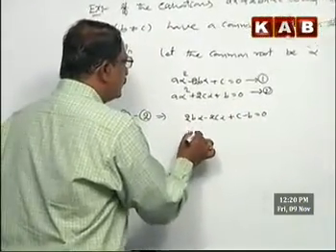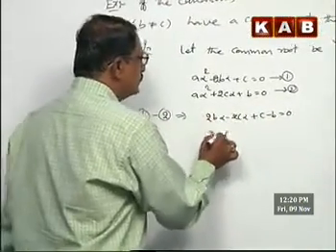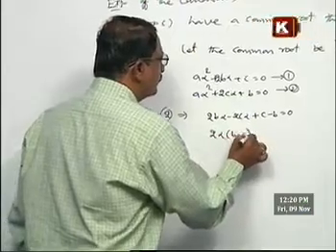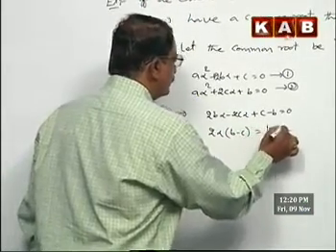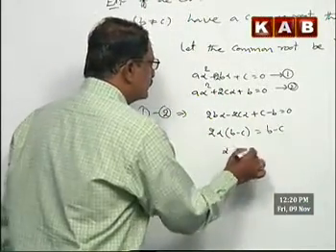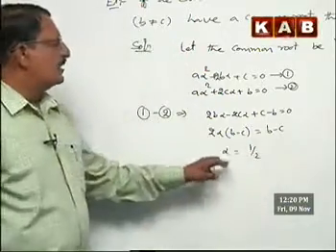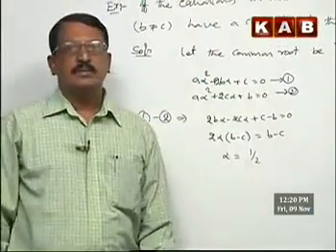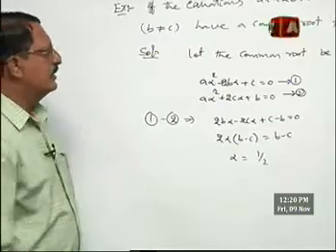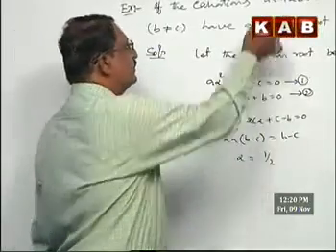Now, 2 alpha take common in first two terms, 2 alpha into (b minus c) equals (b minus c). Alpha equals 1 by 2. Now, the common root of the two equations is 1 by 2.